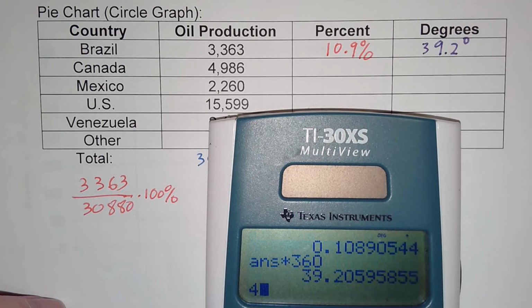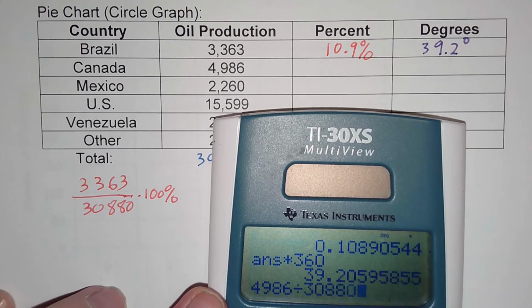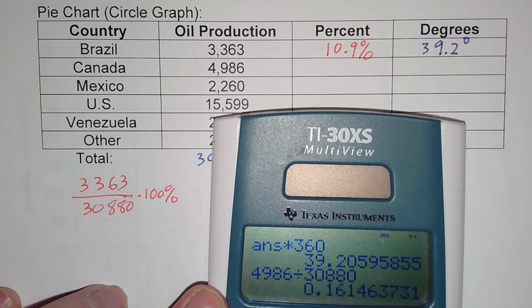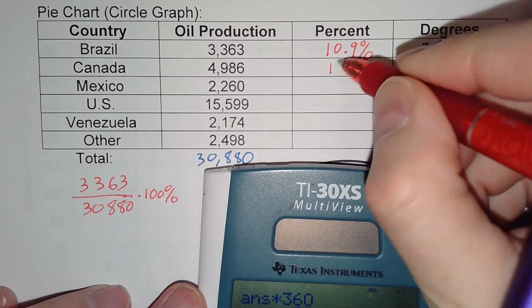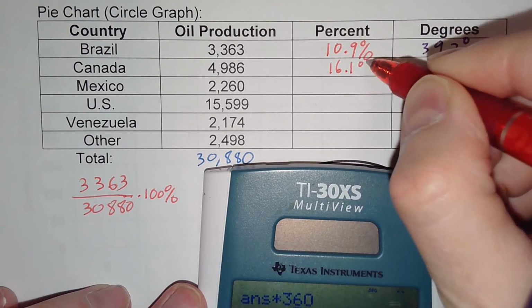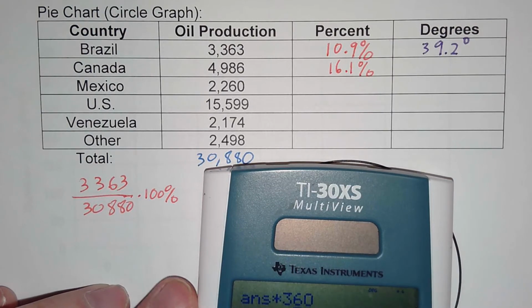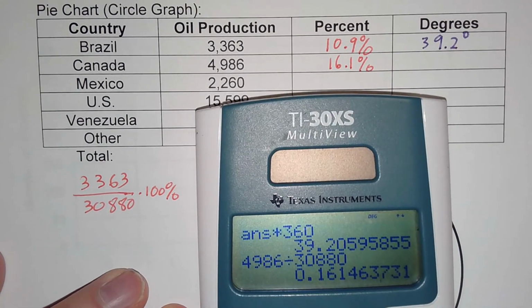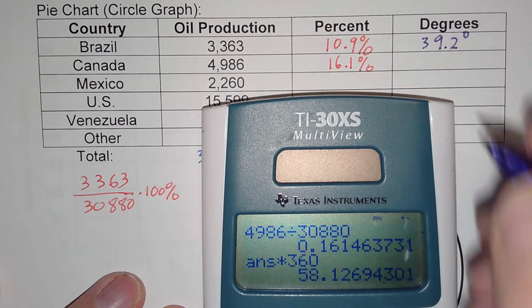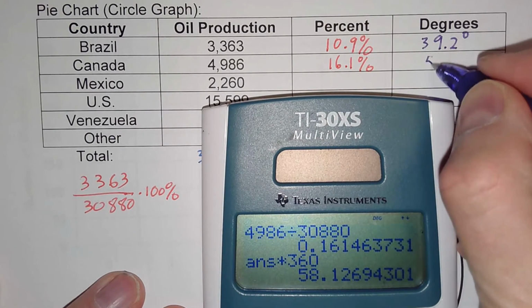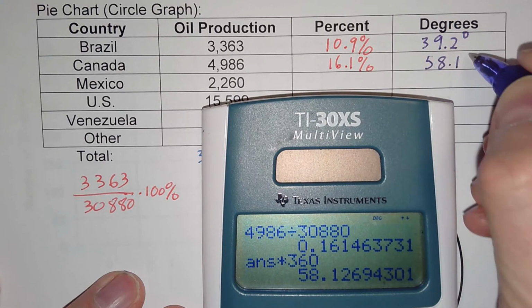I'm going to do the same thing for Canada. I'm going to take the 4,986 divided by our total, which is 30,880. If I move the decimal point over, that's about 16.1%. Or multiply by 100, that does it too. And then I'm going to multiply that by 360. So that gives us about 58.1 degrees.